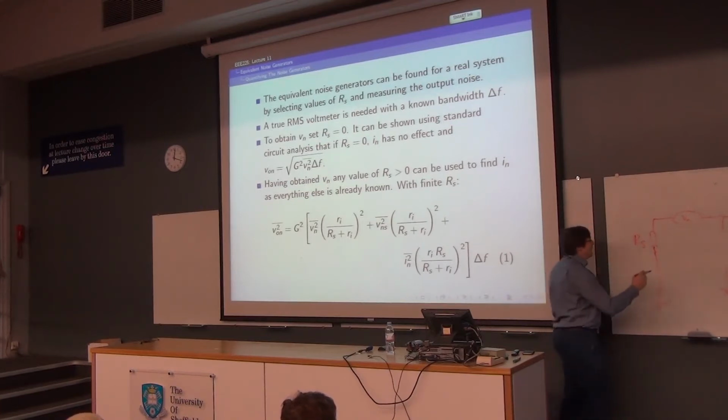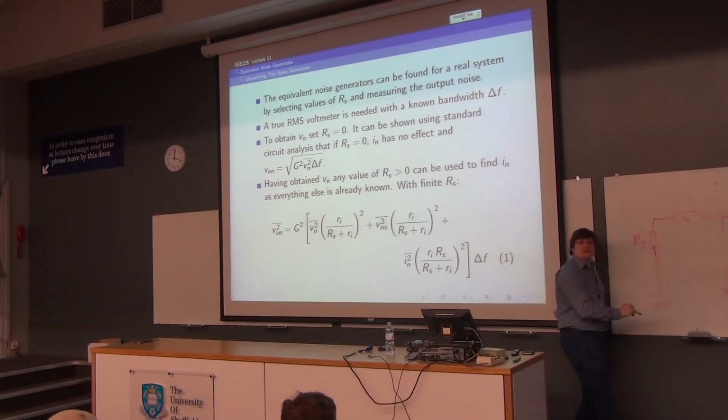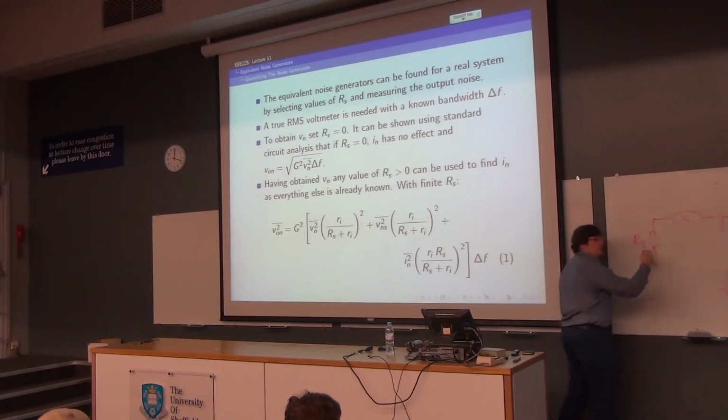Right. So I've switched off In, so it's been replaced by infinite impedance, and I've switched off the noise of the source resistance. I've still got a source resistance, but I'm calling it noiseless. And the reason I'm doing that is I only want to worry about Vn.